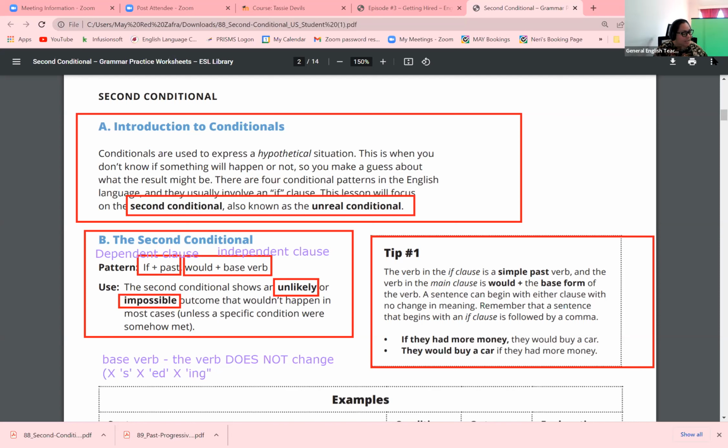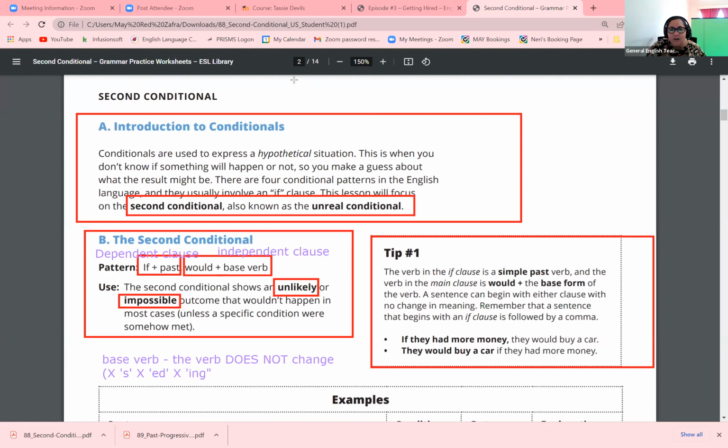Okay, can you read the example there, Ben? If they had more money, they would buy a car. They would buy a car if they had more money. So technically, you can interchange the sentence. It's possible that the if clause can be the start of the sentence, but remember, if you start your sentence with an if, the if clause should be followed by a comma all the time. But if you interchange it, and you start with the main clause, you don't need a comma. But the pattern still remains the same.